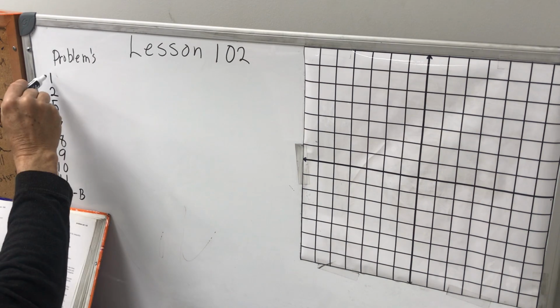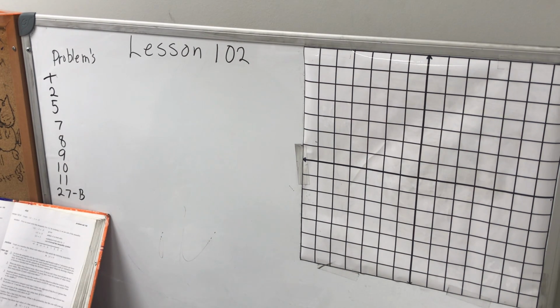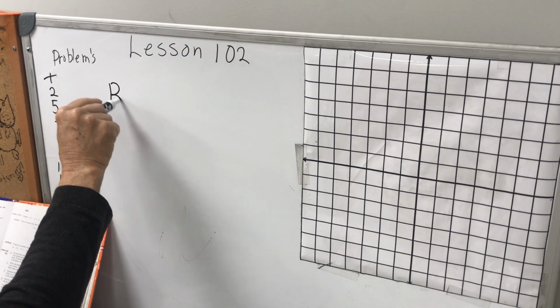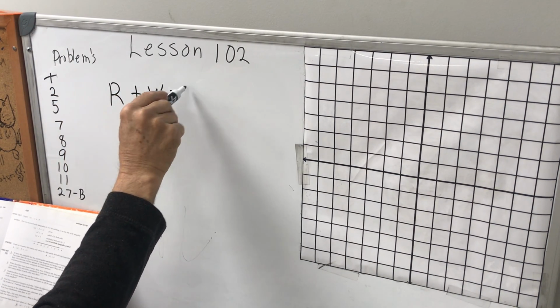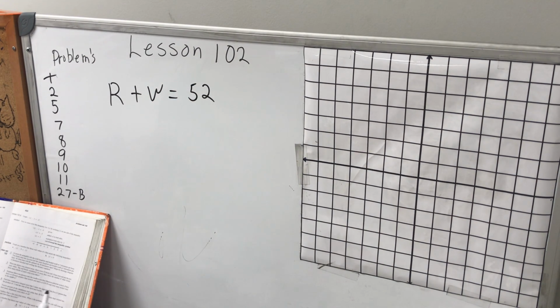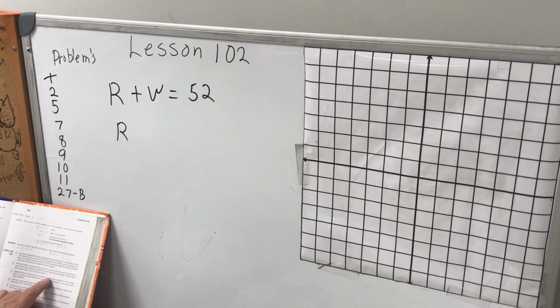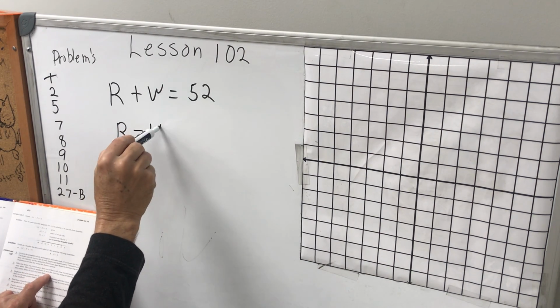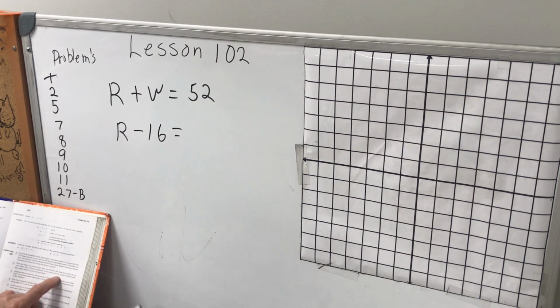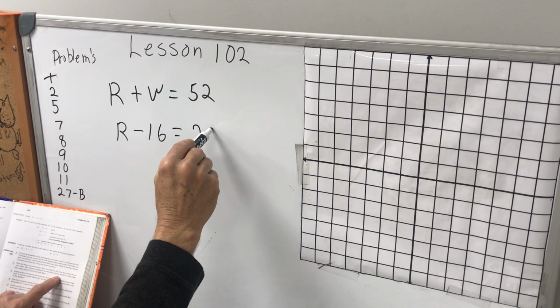Number 1 done, let's speed it up a little bit for time's sake. Number 2, when the debris was cleared away, there were 52 bricks left. So that's a total of 52. Some were red and the rest were white. So if I'm looking here right, it should be red plus white equals 52. And now we have the formula. It says the red bricks numbered 16 more, so we are going to have to take 16 off to make this equal. Then twice the number of white, twice the white.